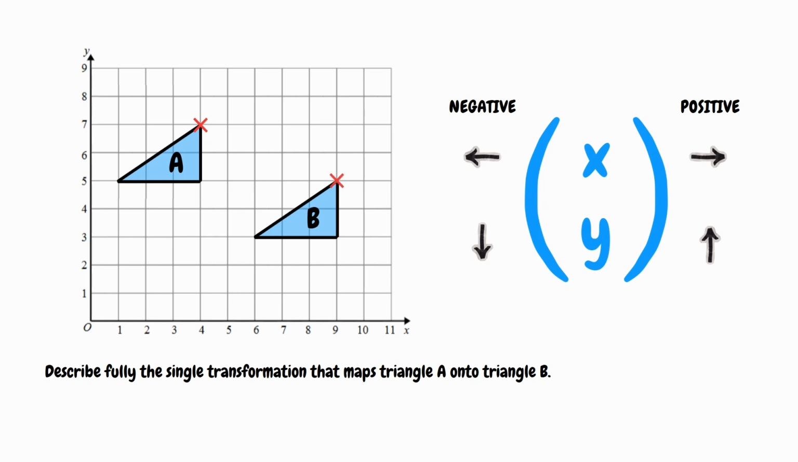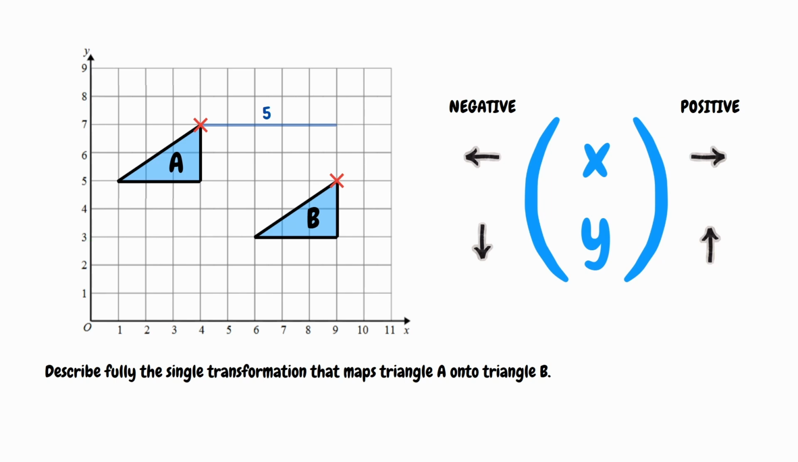We want to see by how much we've moved to the right. Well, if I look at the x-axis, I can see that the x-coordinate of my first triangle is currently at 4. And the x-coordinate of the point in triangle B is actually 9. So we've moved by 5 in the x-axis. So because it's moved to the right, it's going to be positive 5.